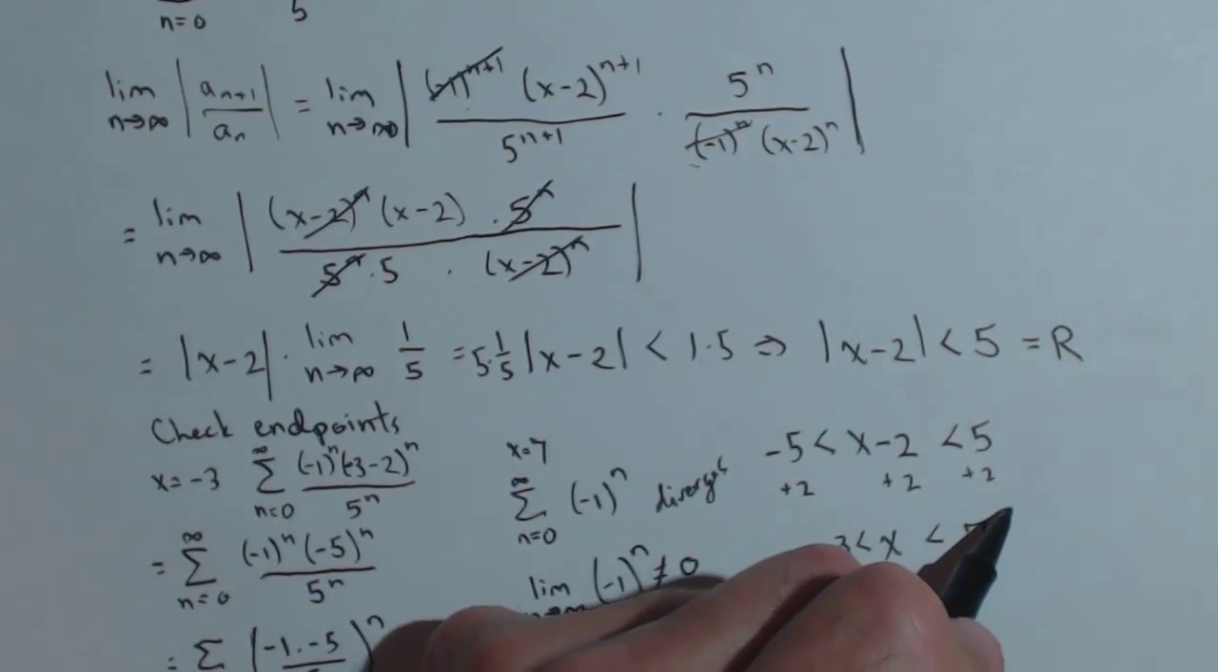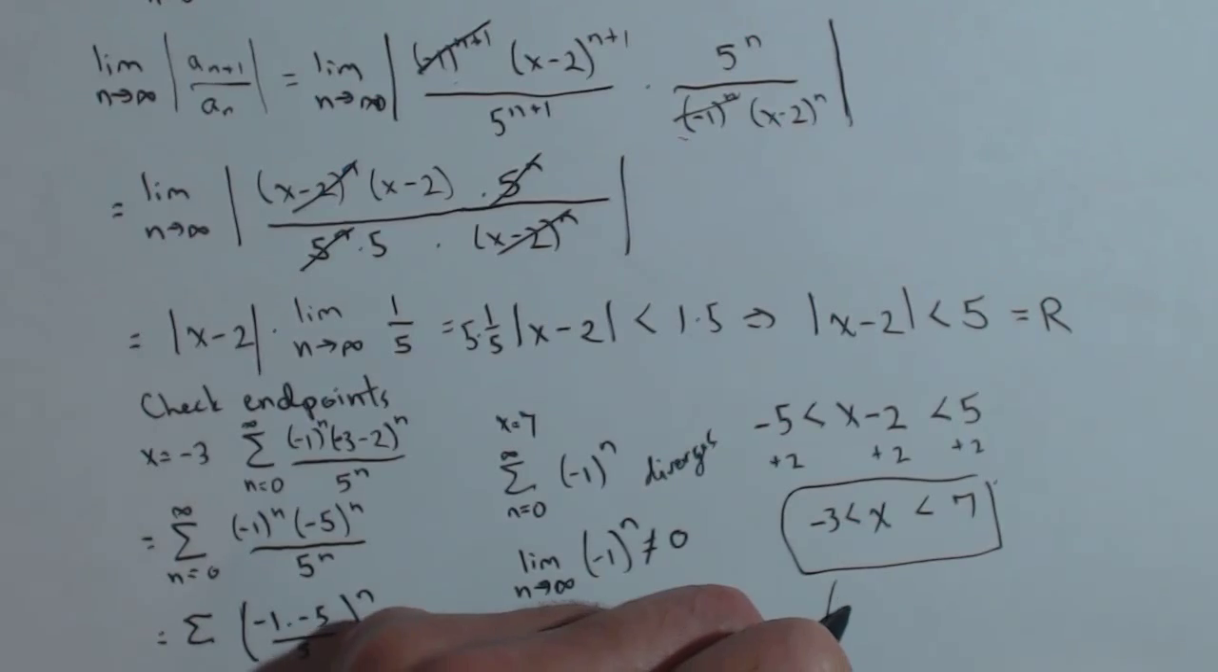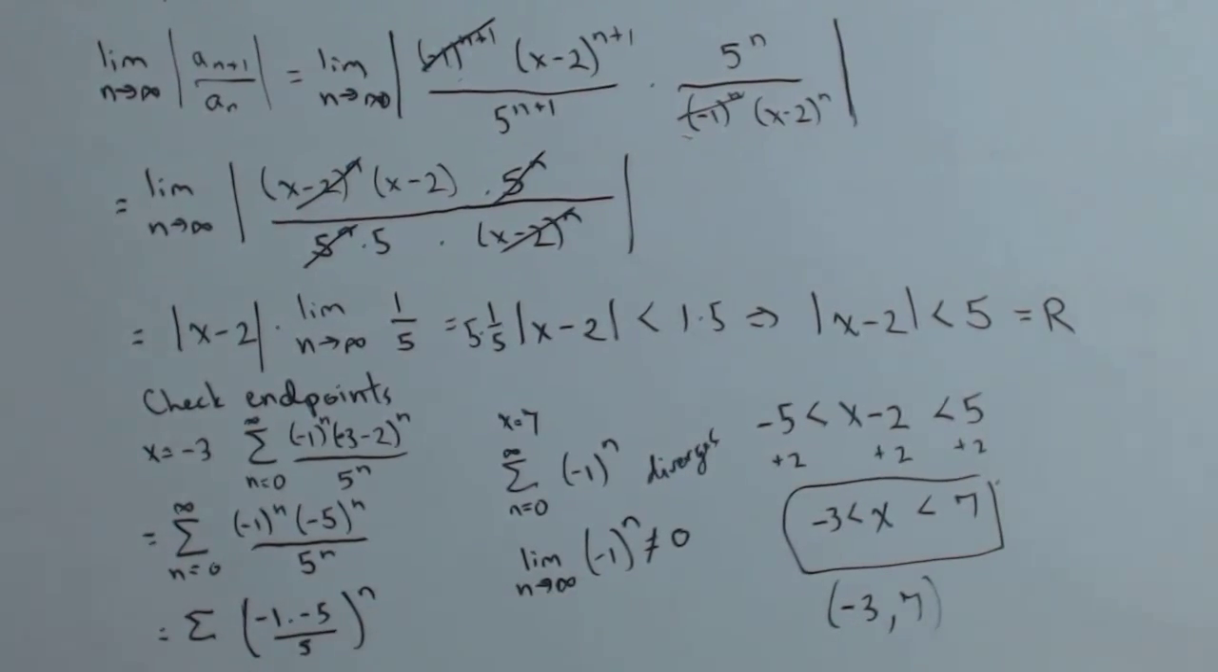So we do not want to include either of our endpoints, and there is our interval of convergence, or if you wanted it in interval notation, negative 3 to 7.